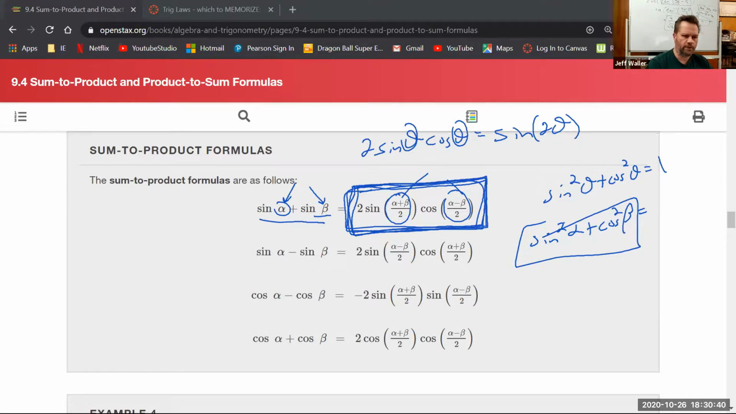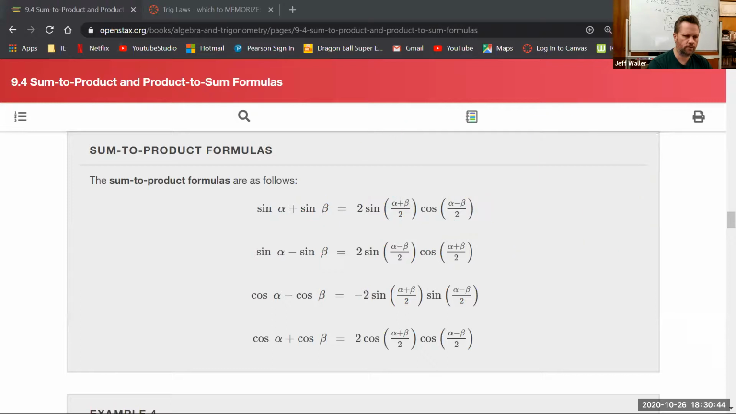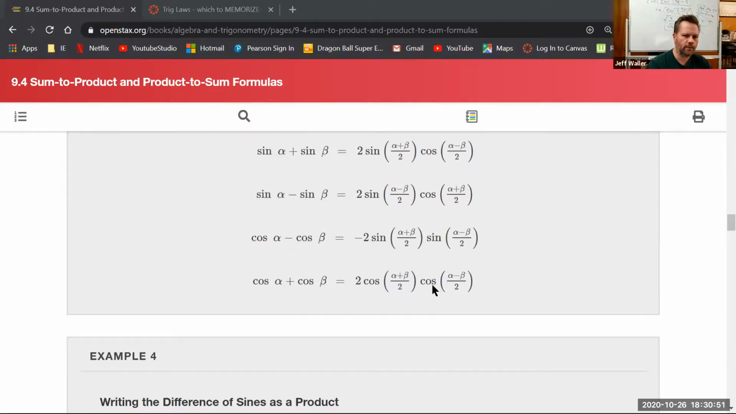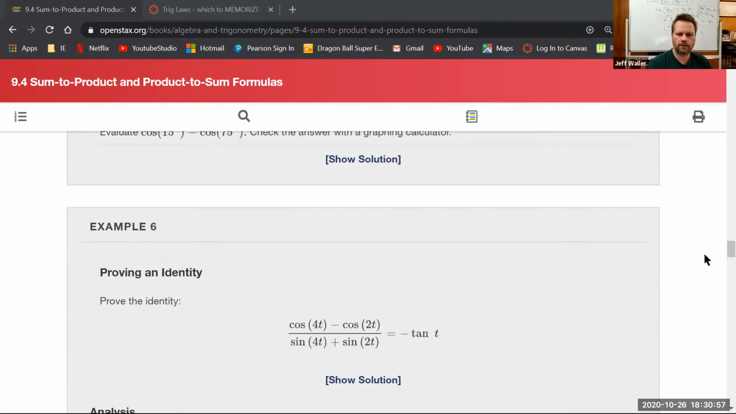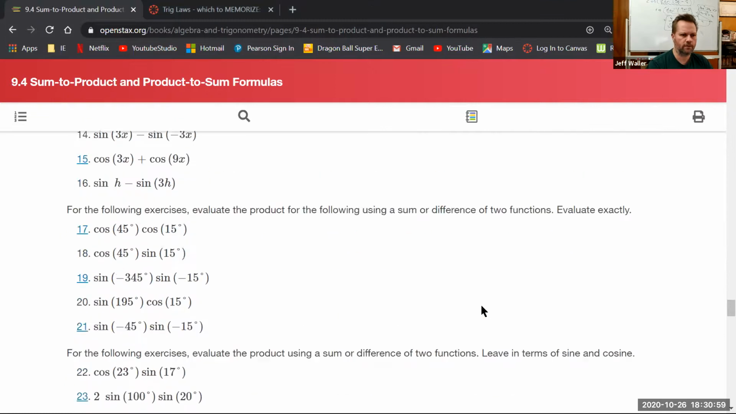All right, let me clear these away. So the point of this section of homework is not to memorize these. It's to be able to just use them. So let's look at it real quick. Down here you got some products. They even tell you to evaluate the product using a sum or difference of 2 functions. So that's product to sum. Then you can go look the appropriate one up.